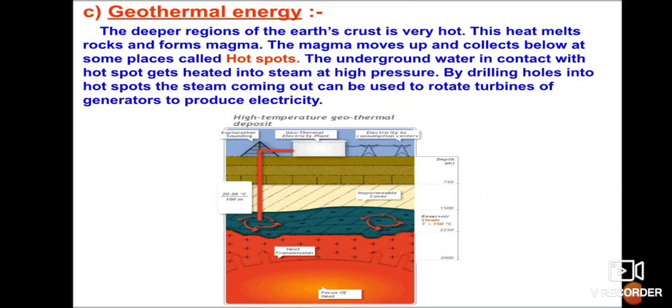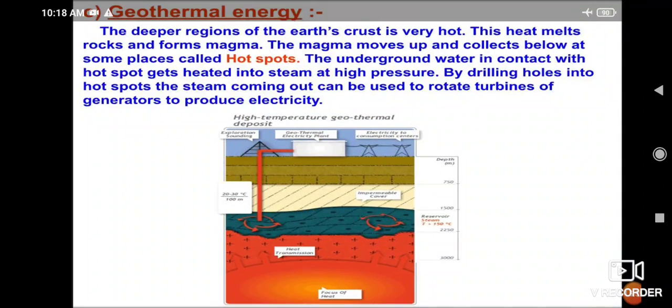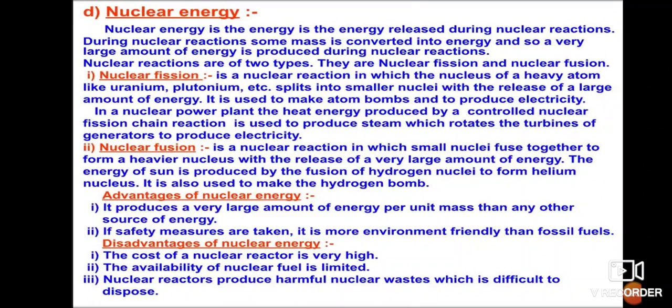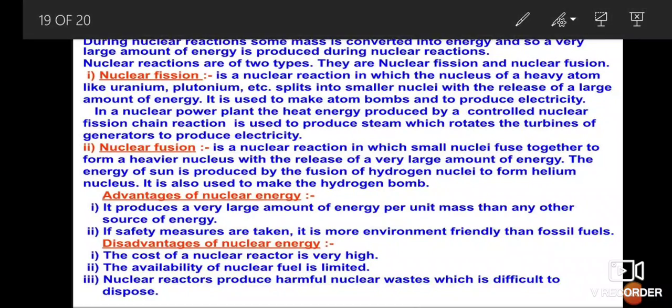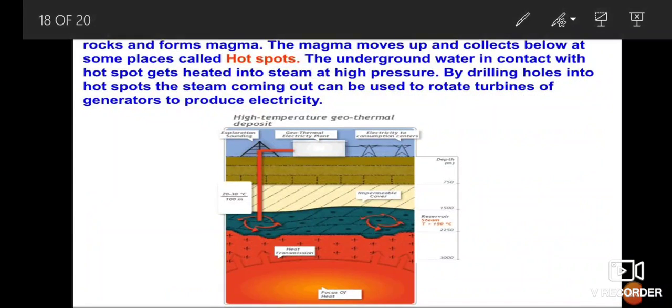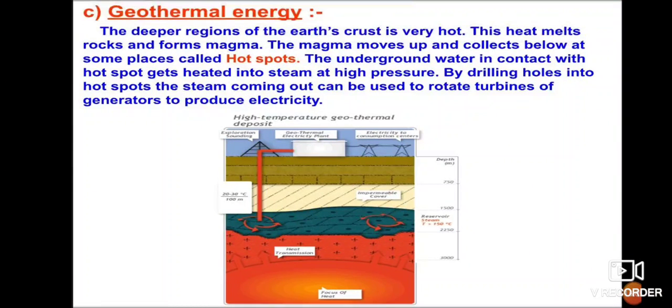Next one is geothermal energy. What is the meaning of geothermal? Geo means earth, thermal means temperature. The deeper region of the earth's crust is very hot.